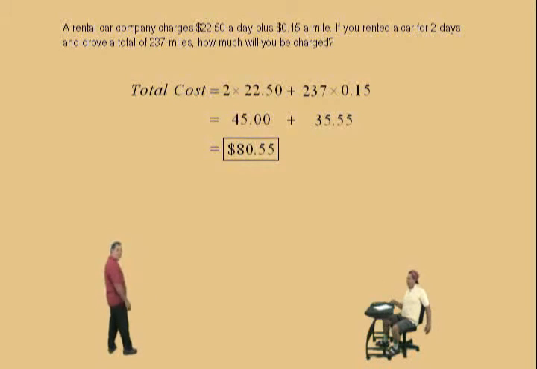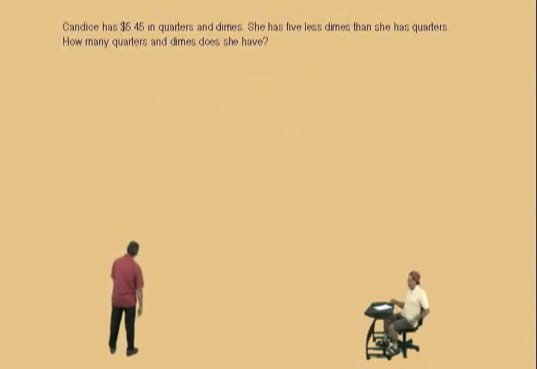Let's do another one. Here we go, Charlie. Now, Candace has $5.45 in quarters and dimes. Don't get scared. She has 5 less dimes than she has quarters. How many quarters and dimes does she have? I don't know. Well, that's what we're going to figure out, Charlie. What? Anyway, let's move on.